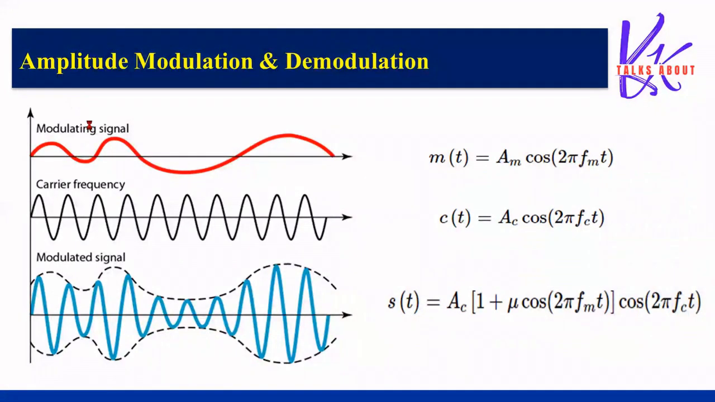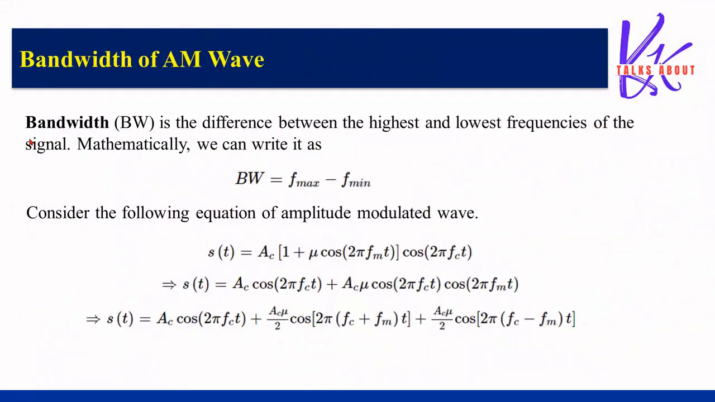So how is the bandwidth defined? Bandwidth is defined as the difference between the highest and lowest frequency of the signal. That means the highest frequency component of the modulated wave minus the lowest frequency of the modulated wave, which is mathematically represented as bandwidth equals fmax minus fmin. Already we have seen in the previous slide, the standard equation of your modulated wave is S of t equals Ac into 1 plus mu cos 2 pi fmt into cos 2 pi fct.